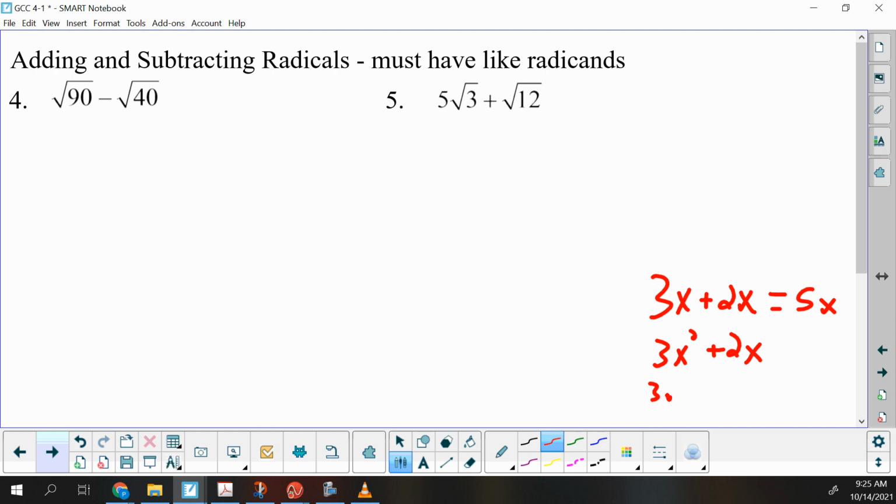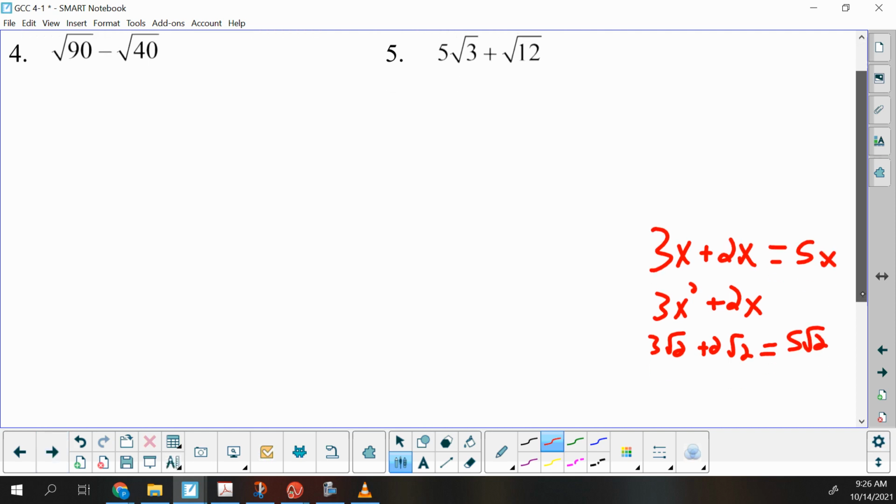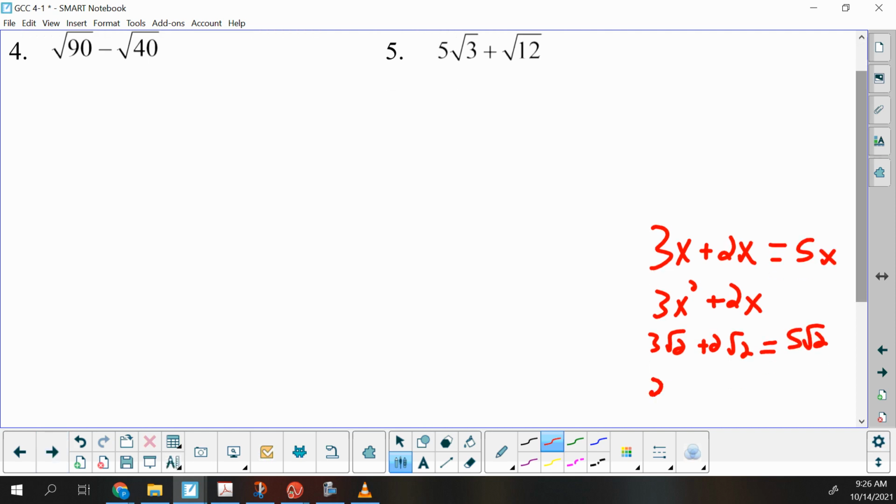Well, it's the same thing with radicals. If I had 3 square root of 2 plus 2 square root of 2, just like with the x's, I add the numbers out front, so I get 5 square root of 2. But if I had, say, 2 square root of 3 plus 2 square root of 2, those are not like things under the radical, so you can't add those.